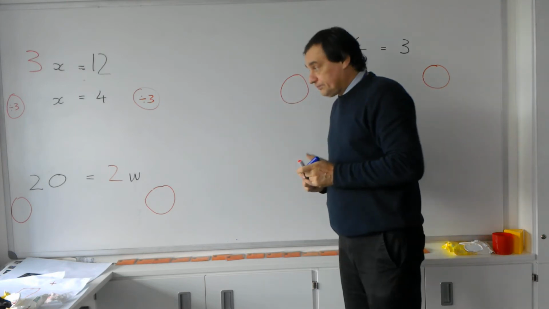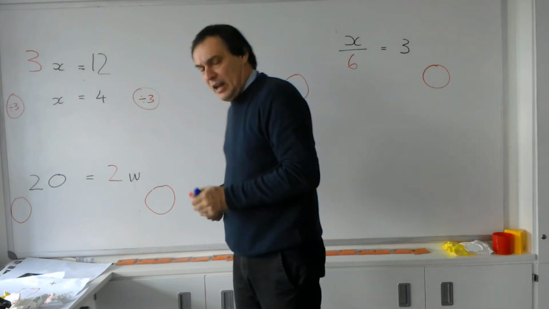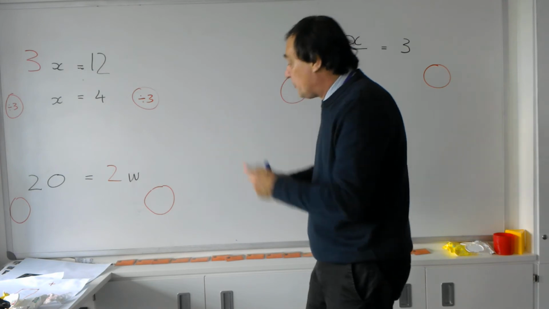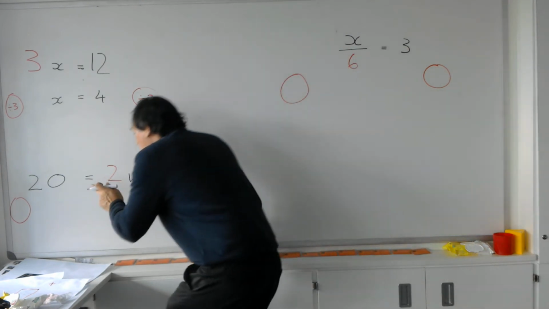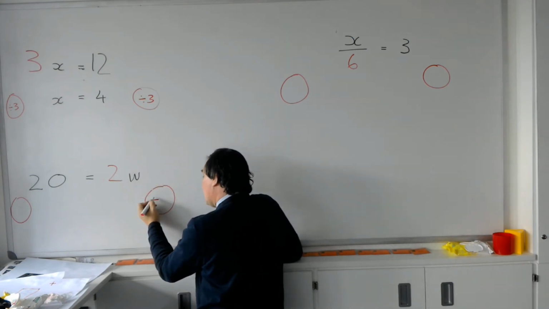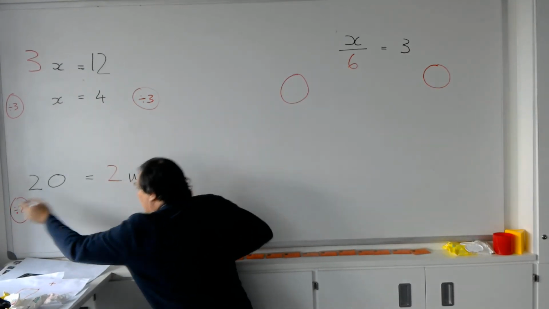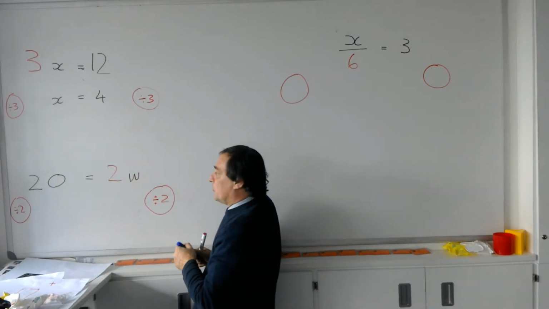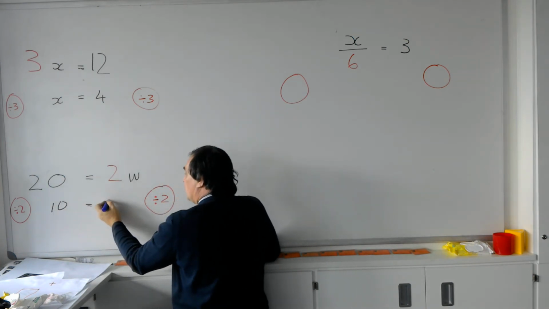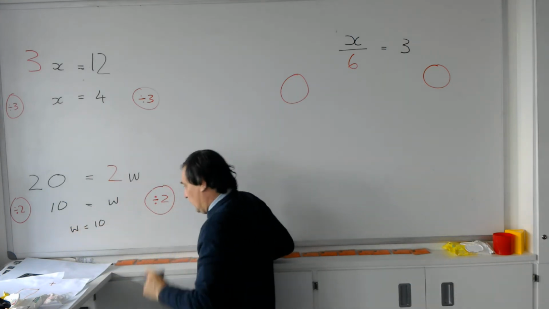I could have the number on the other side. Sometimes I do that. It's perfectly allowed. And I could have a different letter. The same rule applies. So I look at my number in front of my letter, which is a 2. So 2 times w. The inverse is divide by 2 and divide by 2 here. So I'll be left with 20 divided by 2 is 10, and that's equal to w. So I could write it as w equals 10. It's exactly the same thing, just because it's on the other side.